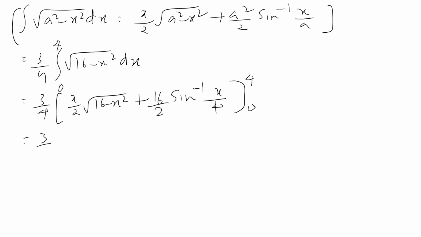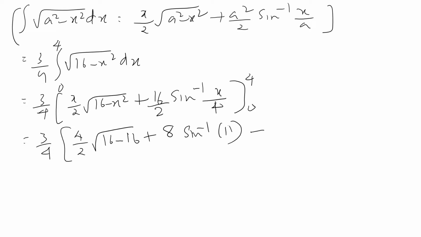Now we have to substitute the value. First we'll do the upper limit. So upper limit is 4, so x is 4. 4 by 2 into root of 16 minus, again 4 square is 16. 16 by 2 is 8. Sine inverse 4 by 4 is 1. Now minus lower limit. Lower limit is 0. So we have to apply. So it will be 0 by 2 into root of 16 minus 0, plus 16 by 2 is 8, sine inverse 0 by 4.